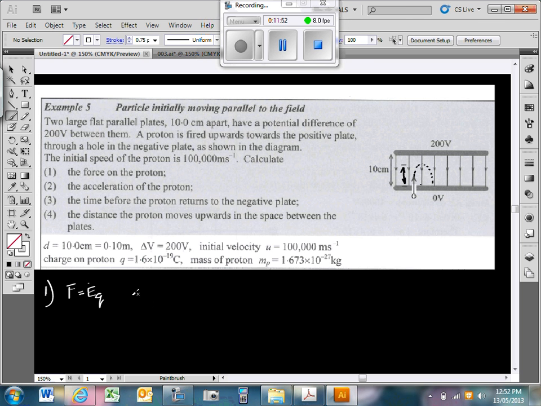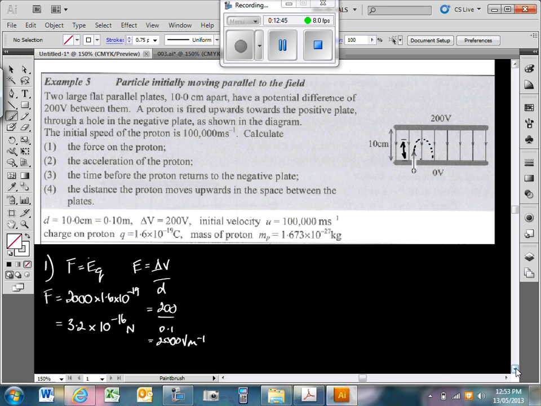F equals EQ. Delta V is 200. D is 10 centimeters, so E is 2,000 volts per meter. F equals 2,000 times the charge of a proton, which is 1.6 by 10 to the minus 19 coulombs. Of course, 2 times 1.6 is 3.2. We multiply that minus 19 by 1,000, we get to minus 16 newtons.